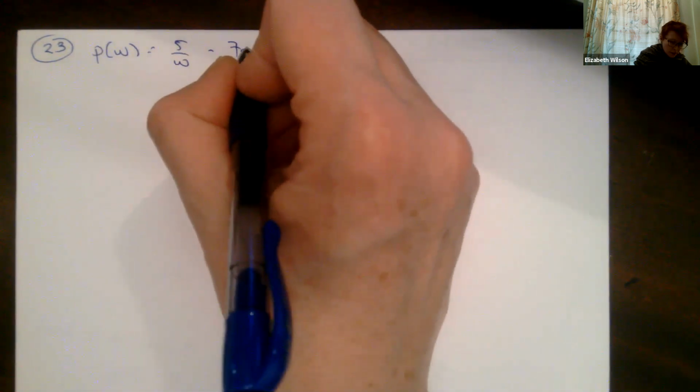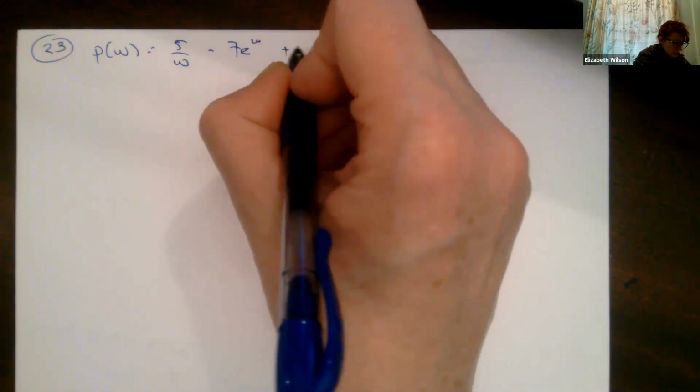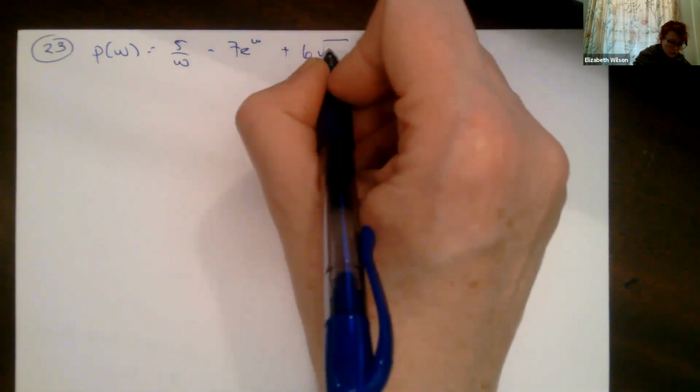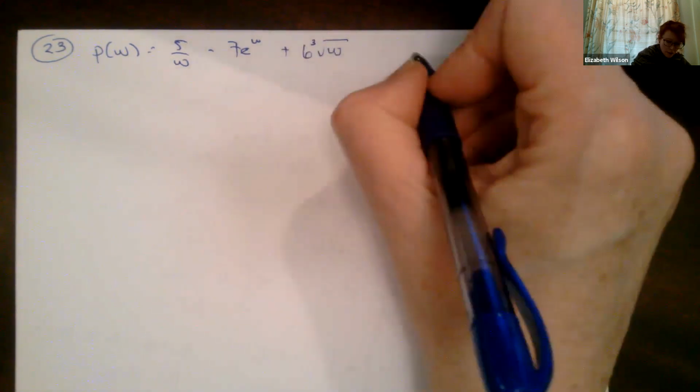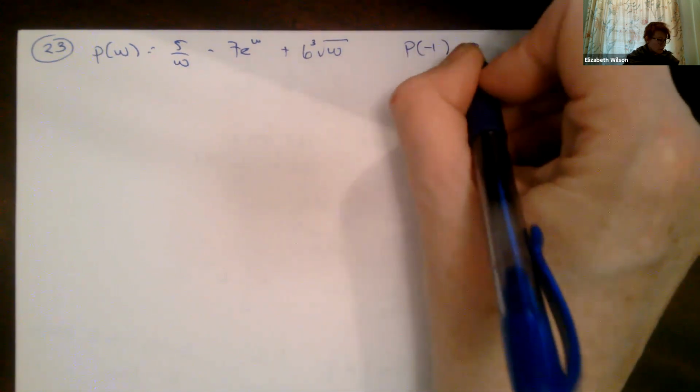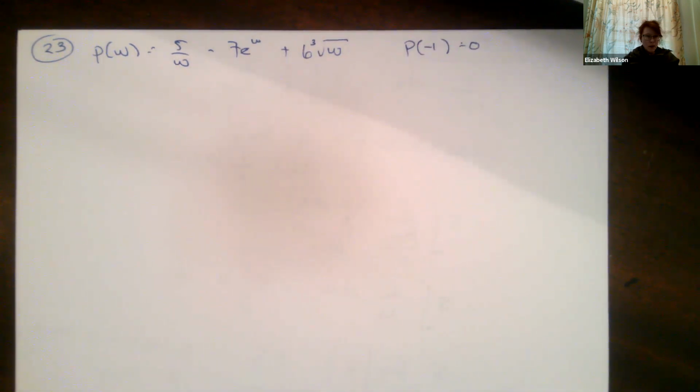Okay, so question number 23. This one says P of W equals 5 over W minus 7e to the W plus 6 cube root of W. And we have an initial condition there. Okay, did I copy that down right? It looks like it. Yep. Okay.